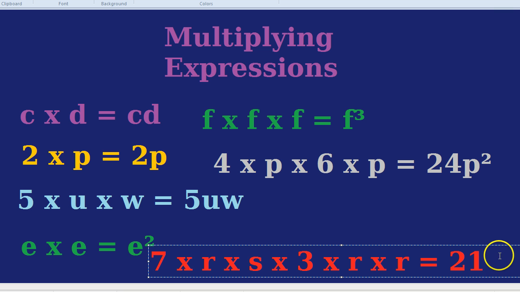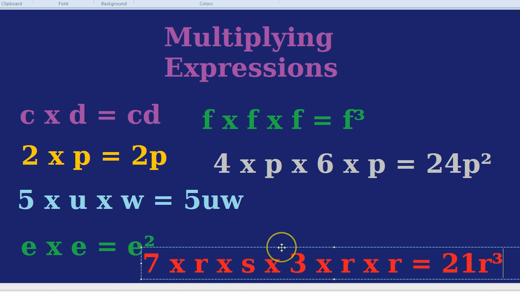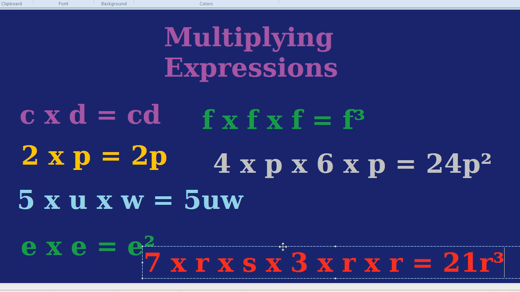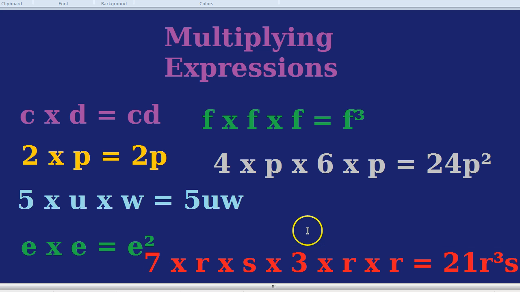Then we would do the first letter in the alphabet, so that would be R. And how many R's have we got? We've got R times by R times by R, which is indeed R to the power of 3, because it's times by itself 3 times. And we have an S, so the S just goes straight on next to it. So 7 times by R times by S times by 3 times by R times by R would in fact be, and we've made it so much simpler, 21R cubed S.